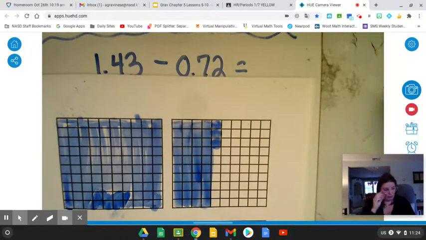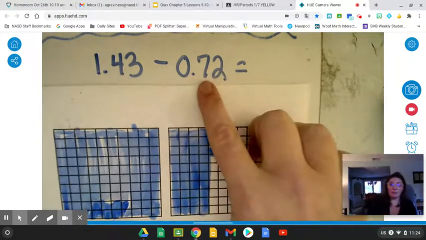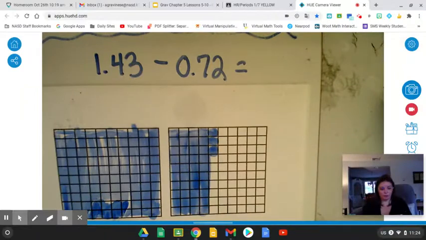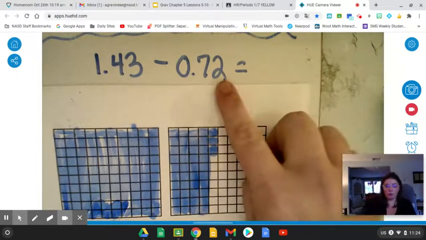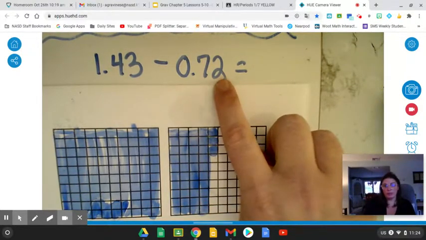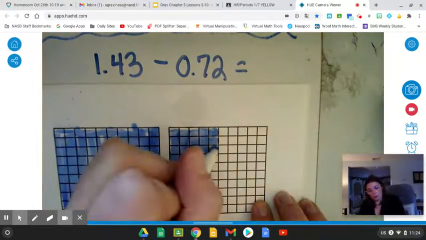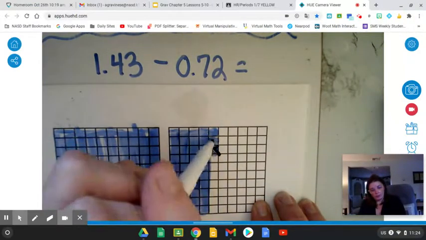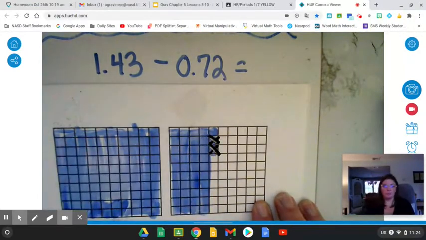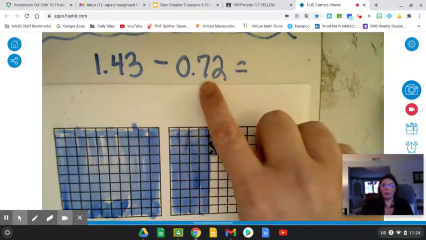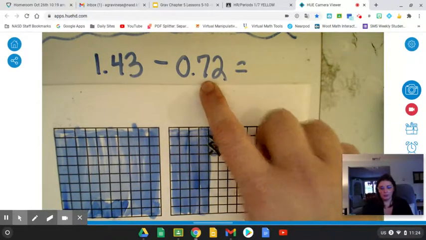What am I taking away? Taking away 72 hundredths. So I'm going to start with my hundredths and take away 2. 1, 2. Now I need to take away 7 tenths.